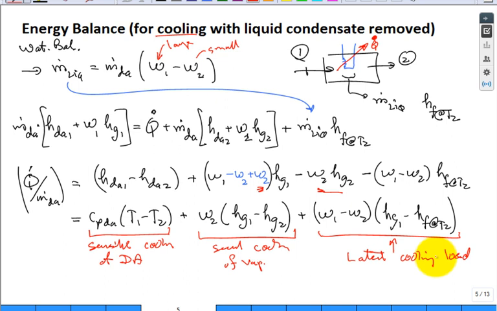So this is the cooling load, which is due to the condensation primarily. I know there's a little bit of subcooling going from vapor Hg1 to Hg2, but I'm not going to worry about that. It's just primarily the HFG. These are at slightly different temperatures. This is at temperature T1, and that's HF at temperature T2. All right, hopefully all that made sense.